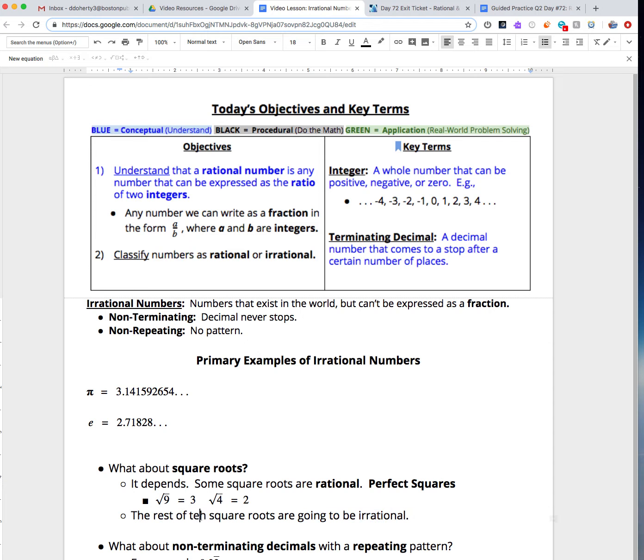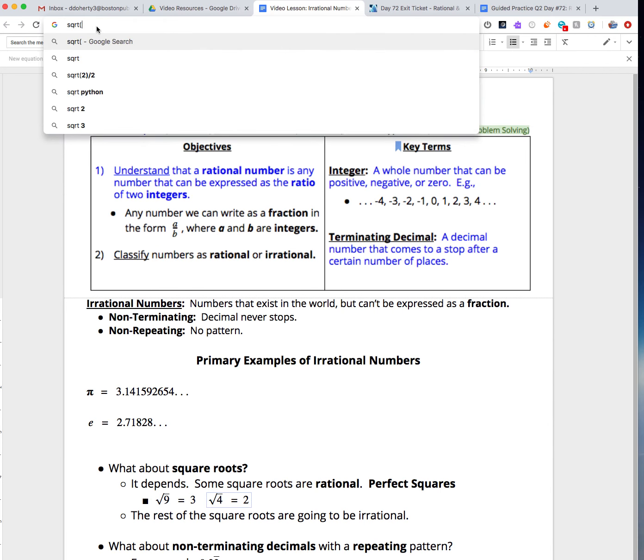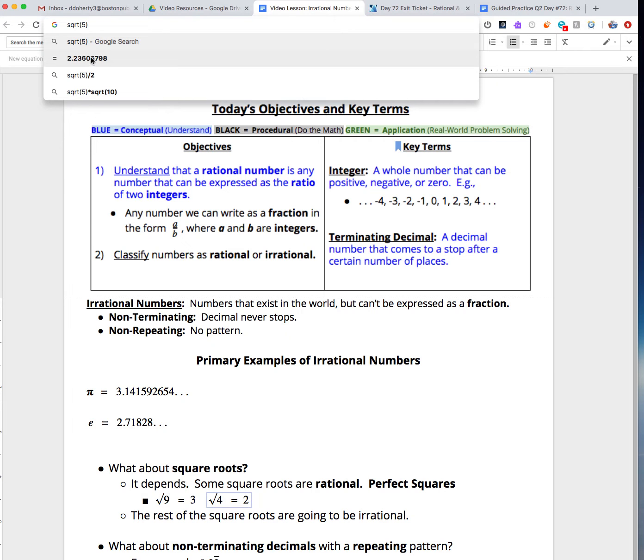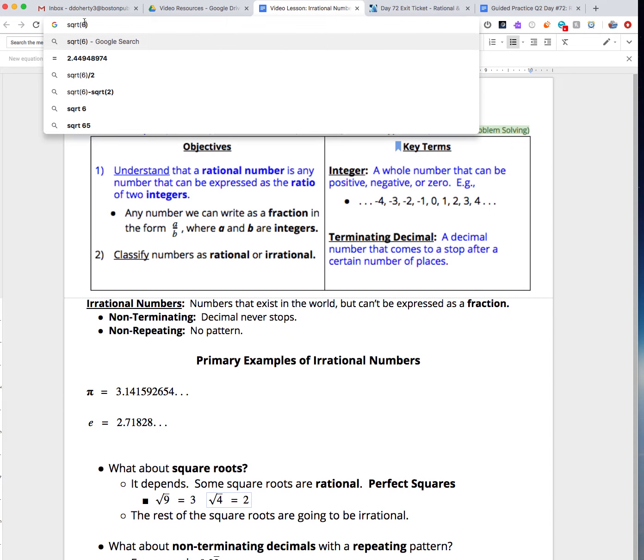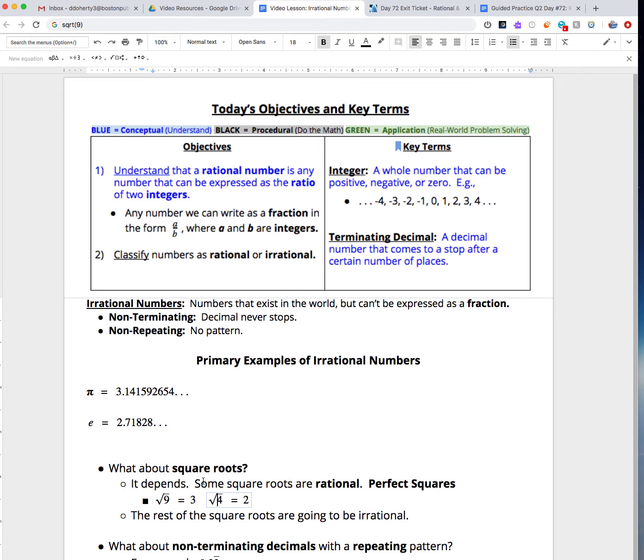The reason for that: if you put any of the square roots for integers between 4 and 9 into a calculator, the square root of 5, we see a crazy decimal that doesn't stop. Google's calculator runs out of places. Same thing's going to happen when we do the square root of 6, the square root of 7, and the square root of 8. It's not until we get back to the square root of 9, another integer answer, a perfect square root, that we have our next rational square root. So again, for square roots, it depends.